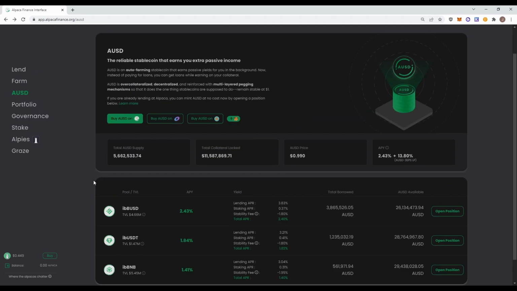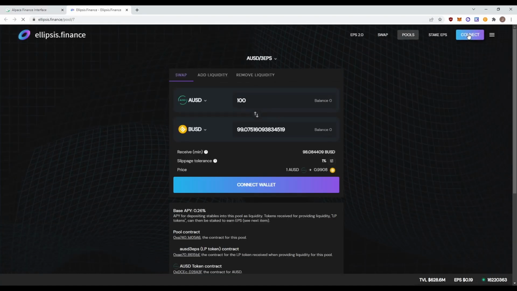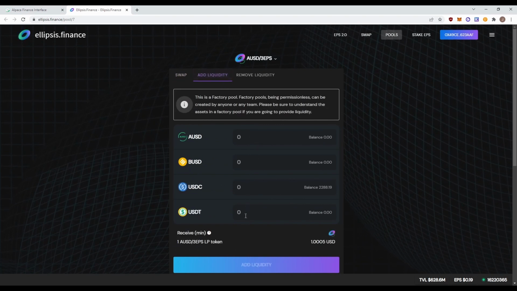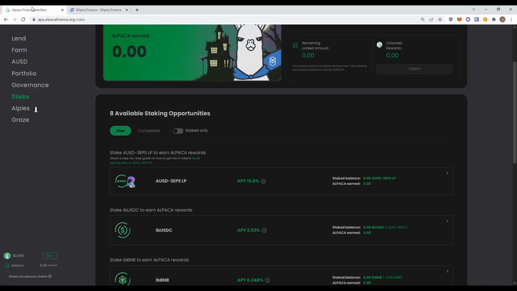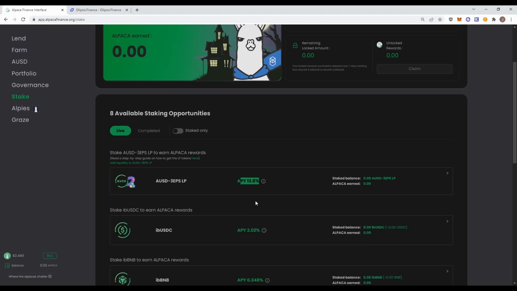So let's talk about how to put your AUSD to good use. For example, you could go to the staking page and provide liquidity in the ellipsis pool to earn 13.8% APY. To do so, you want to click here, connect your wallet, and then you can provide liquidity in any of these coins and receive ellipsis LP tokens. After that, you go back here and you can stake your LP tokens here to receive 13.8% APY in Alpaca tokens.